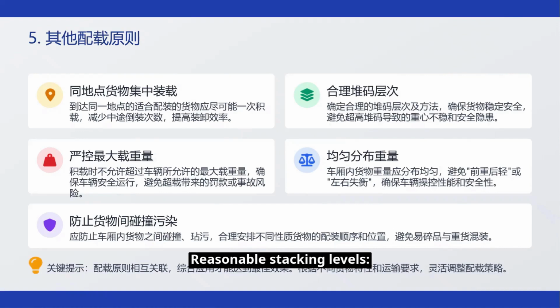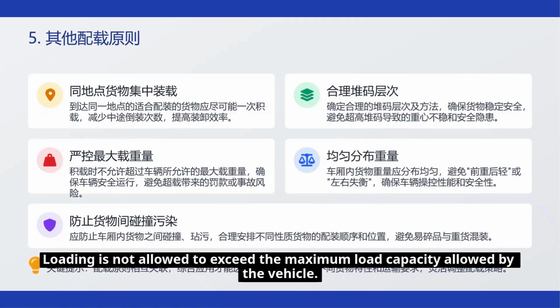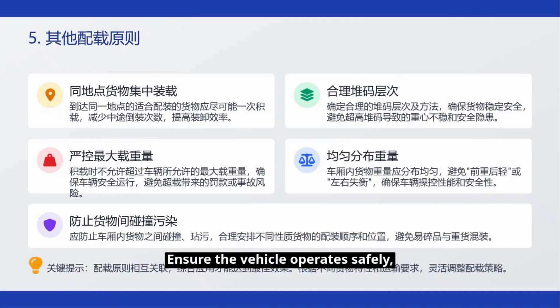Reasonable stacking levels. Determine reasonable stacking levels and methods to ensure the goods are stable and safe. Avoid instability and safety hazards caused by overstacking. Strictly control the maximum load capacity. Loading is not allowed to exceed the maximum load capacity allowed by the vehicle. Ensure the vehicle operates safely, avoiding fines or accidents from overloading.